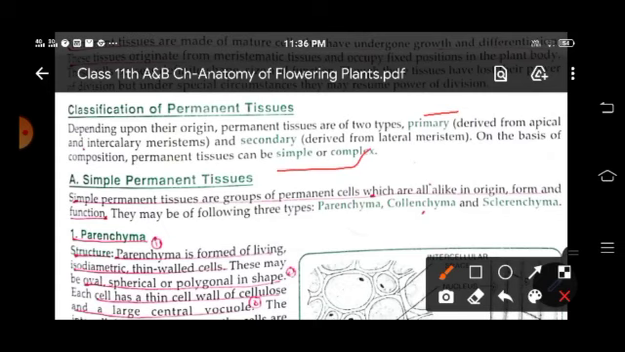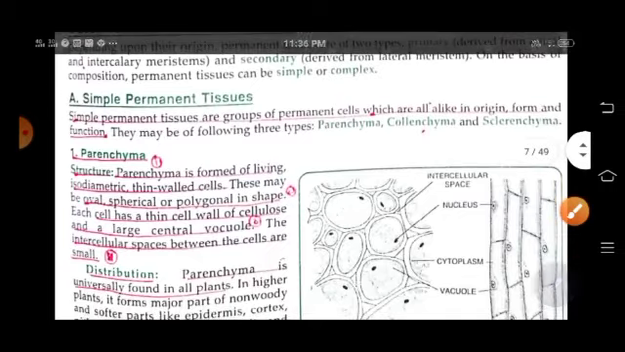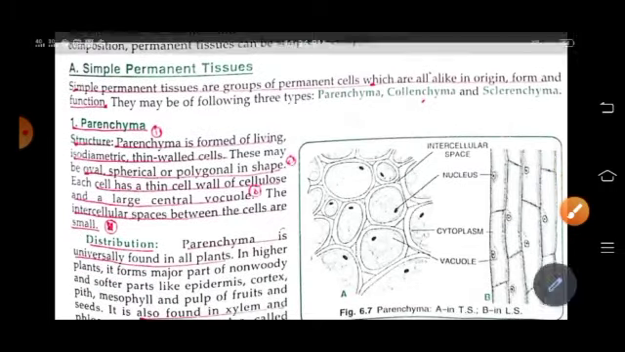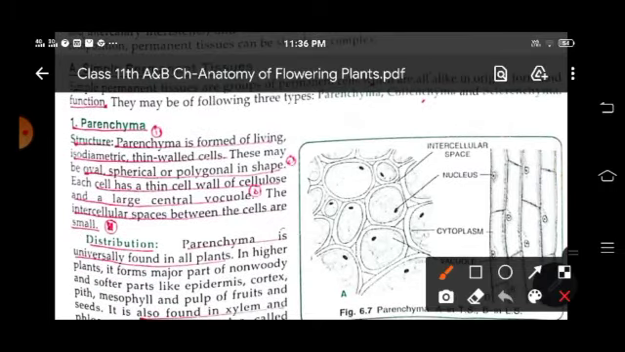Simple permanent tissues are groups of permanent cells which are all alike in origin, form and function, and they are of three types: parenchyma, collenchyma and sclerenchyma. Parenchyma is formed of living isodiametric thin-walled cells, which may be oval, spherical or polygonal in shape, with a thin cell wall made up of cellulose and a large central vacuole. The intercellular spaces between the cells are small.